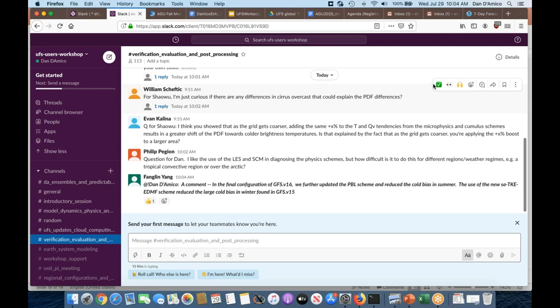Really with these single column model and large eddy simulations, for diagnosing physics schemes, you really do need to have data. And that becomes very difficult when you're talking about places over the Arctic. There are studies that do exist.